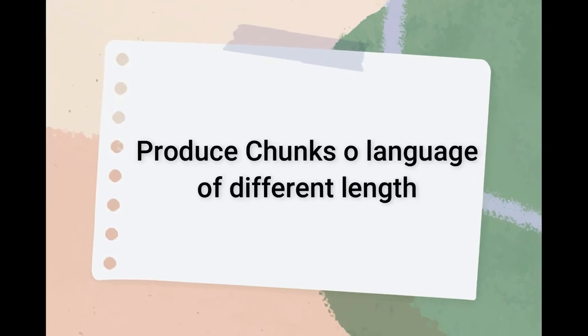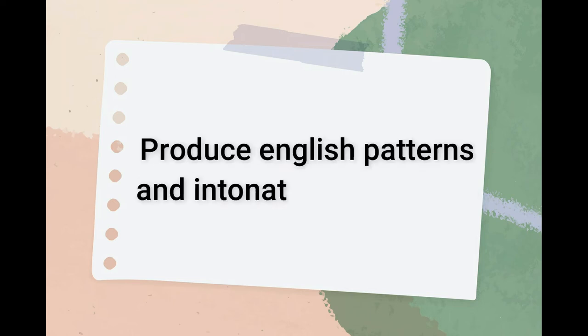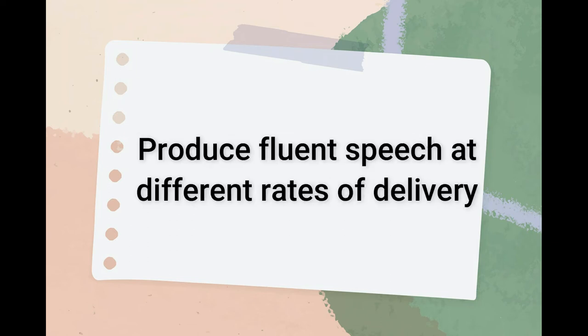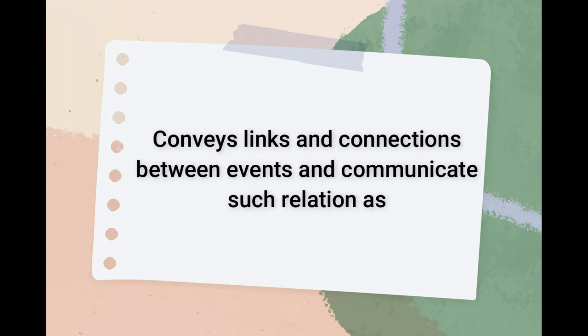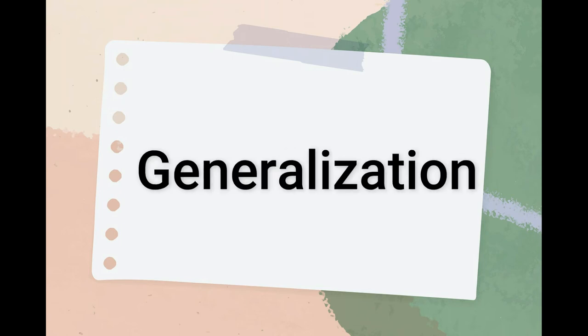Micro scale of speaking produces chunks of language of different length. It orally produces differences among the English phonemes, produces English patterns and intonational contours, produces reduced forms of words and phrases, produces fluent speech at different rates of delivery, and it conveys links and connections between events and communicates such relations as main idea, supporting idea, new information, and generalization.